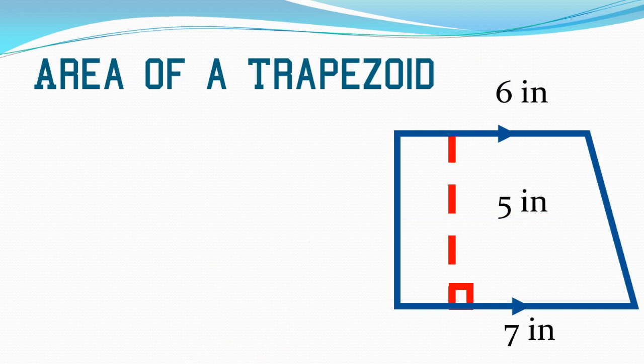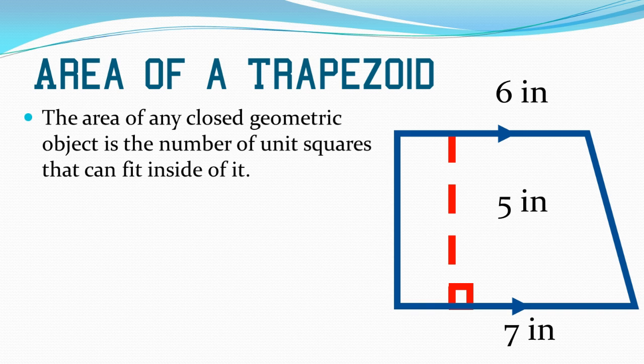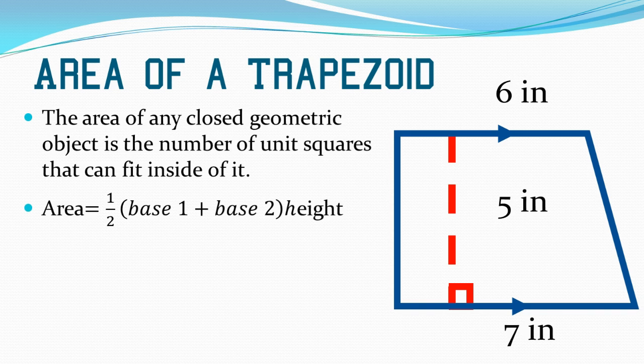To find the area of a trapezoid, there's a specific formula that you need to know. Just like any closed geometric object, the area is the number of unit squares that can fit inside of this object. The area represents the 2-dimensional space that this object takes. To calculate the area of a trapezoid, it's 1/2 times (base 1 plus base 2) times height. Notice there's parentheses around base 1 and base 2.